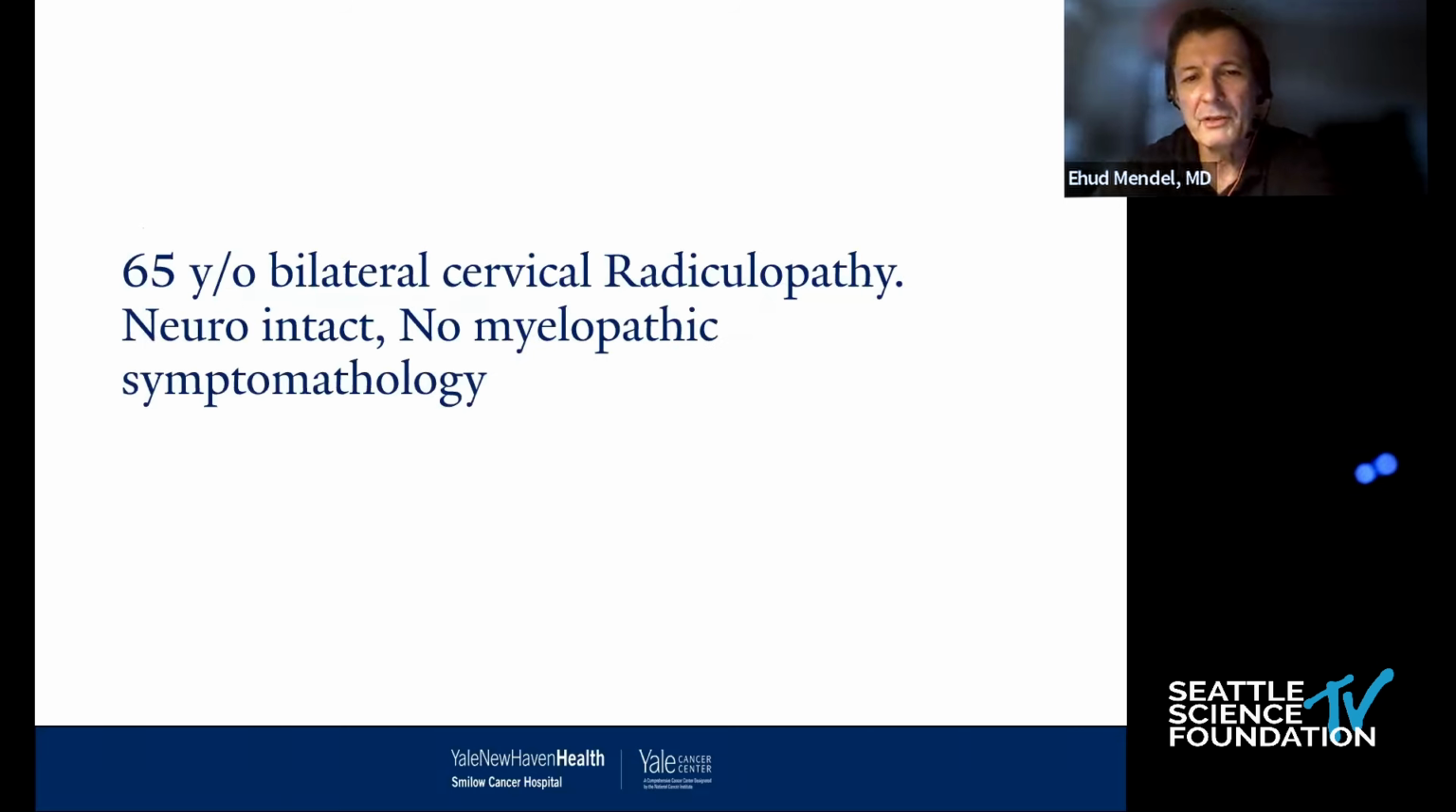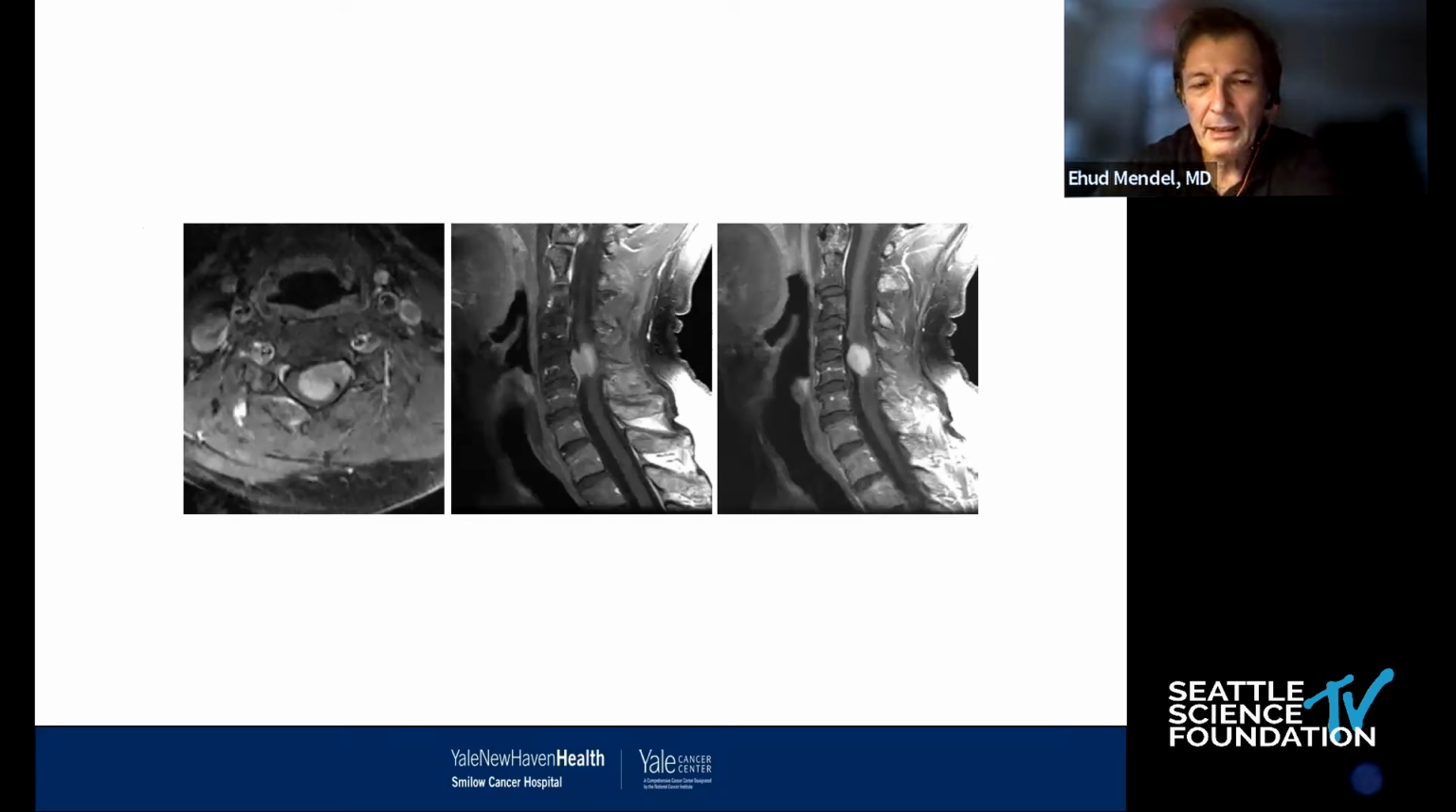Here is another patient. A 65-year-old with cervical radiculopathy, neurologically intact, no myelopathic symptomatology, and he presents with this. This was sent to me read as a meningioma, an intradural meningioma. There's a dural tail there, for some of the neurosurgeons in the audience. It walks and talks like a meningioma. And it's not an easy tumor to take out because the cord is draped right over it. The patient is neurologically intact, with no deficits other than radiculopathy.